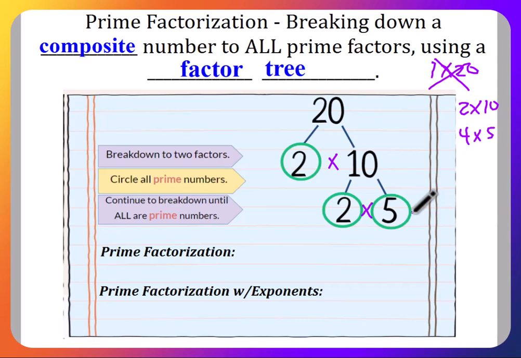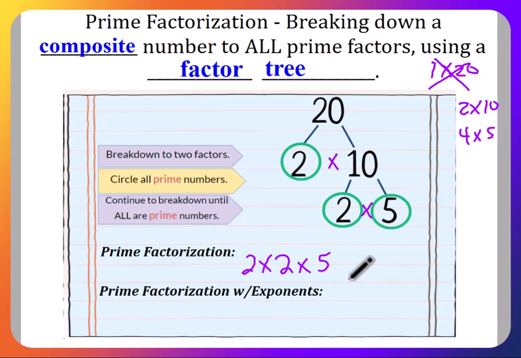And when you write it, you want to put it in numerical order from least to greatest. So the smallest circled prime number is a 2, and there are 2 of them, so we're going to put 2 times 2. Then the next circled prime number is a 5, and there's only one 5. So the prime factorization is 2 times 2 times 5.